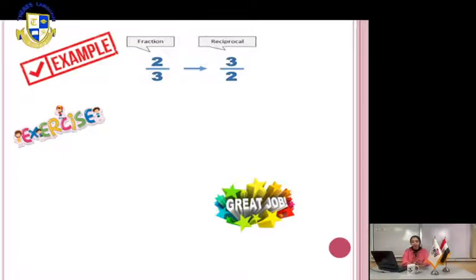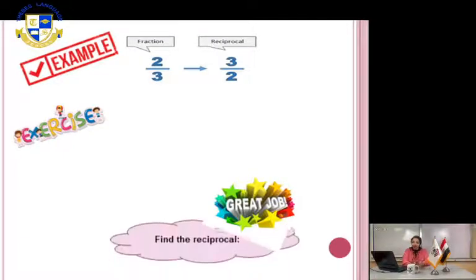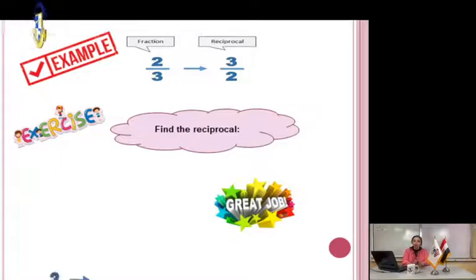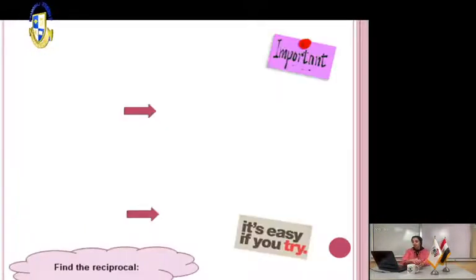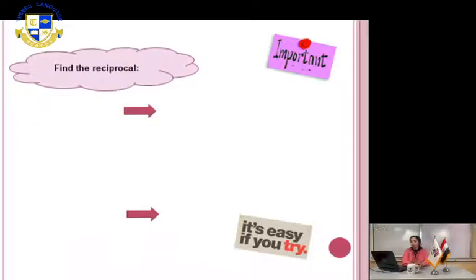Okay, if we have a whole number, how can we get the reciprocal of it? First, you have to put 1 under the whole number to make it a fraction. 3 over 1, its reciprocal will be 1 over 3. Likewise, 2 will be 1 over 2. 10 will be 1 over 10. So easy.